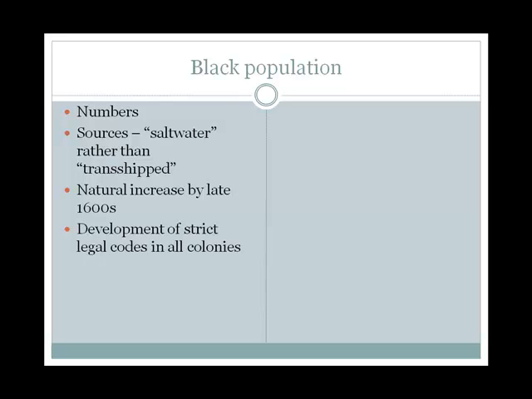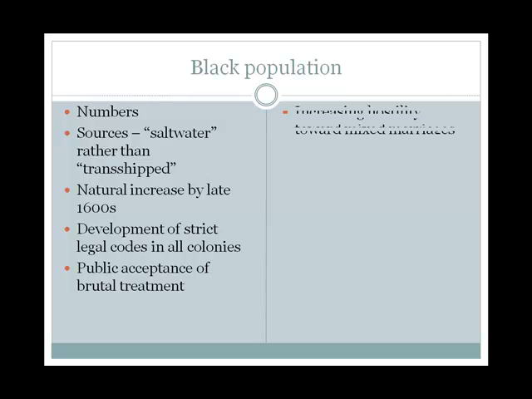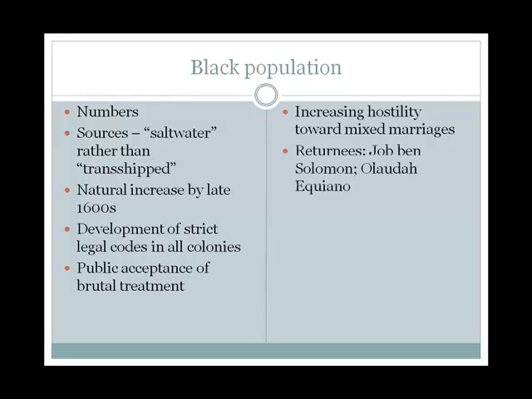You also have, for this black population, the development of strict legal codes in all of the colonies. You have a public acceptance of brutal treatment to enforce these legal codes, and increasing hostility toward mixed marriages or mixed racial, sexual relationships. But you do occasionally have, among this population, some people who do get back, who are able to return to Africa. But this is a small number compared to the millions who are brought to the Western Hemisphere and the hundreds of thousands who end up in British North America.